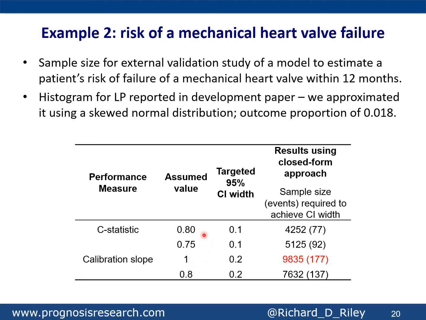C statistics, again, assuming different values, these need a lower sample size of 4,000, 5,000. Interestingly, in this example, of course, the calibration slope of about 177 events is not far off the 100 or 200 events that the rules of thumb propose, but it wasn't in the previous example.